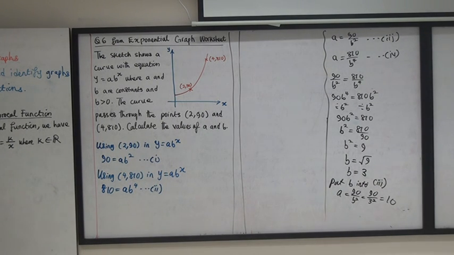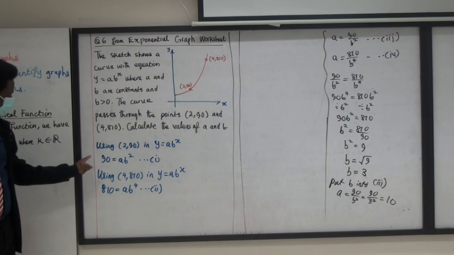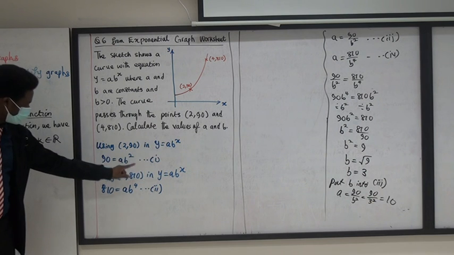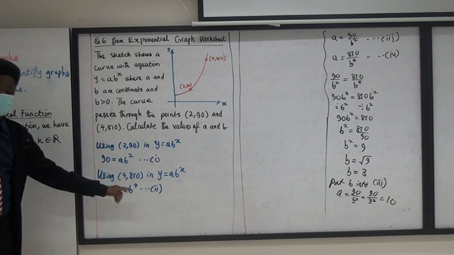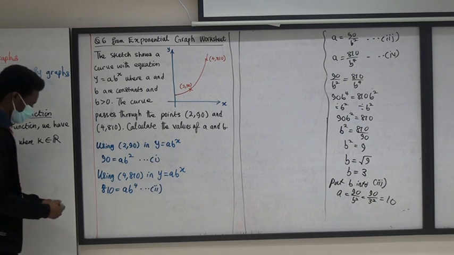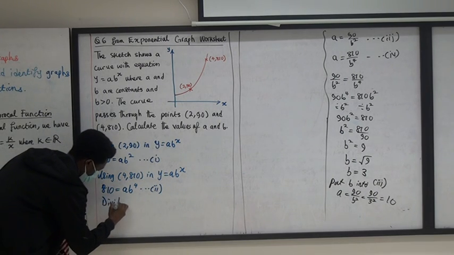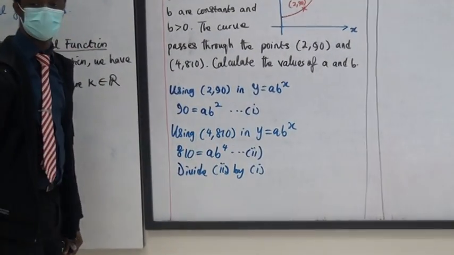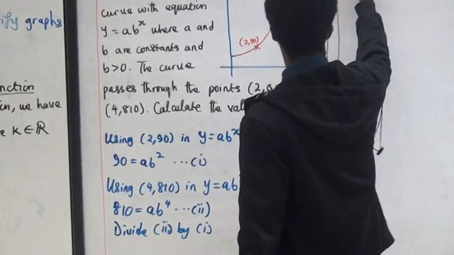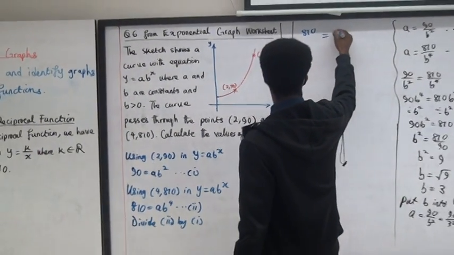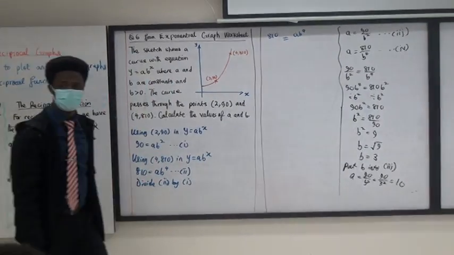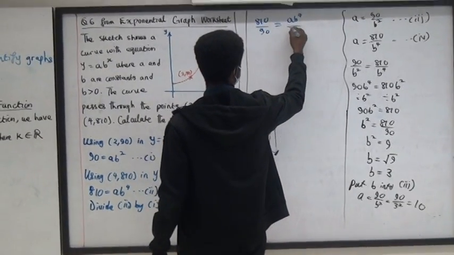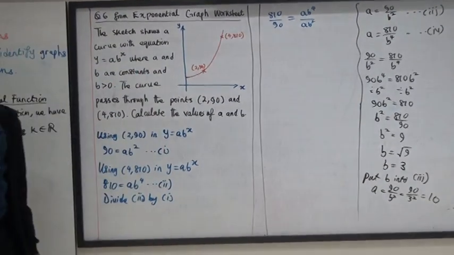There's an easy way. Whenever you have something like this, the first one looks like the second one. There's a particular variable that has the same power, and another variable that does not have the same power. You divide the one with the higher power, which is equation 2, by the one with the lower power, which is equation 1. So your division looks like this: ab to the power 4, that's equation 2. Can you see that? Then you divide by 90, which is equation 1, and this is ab squared.